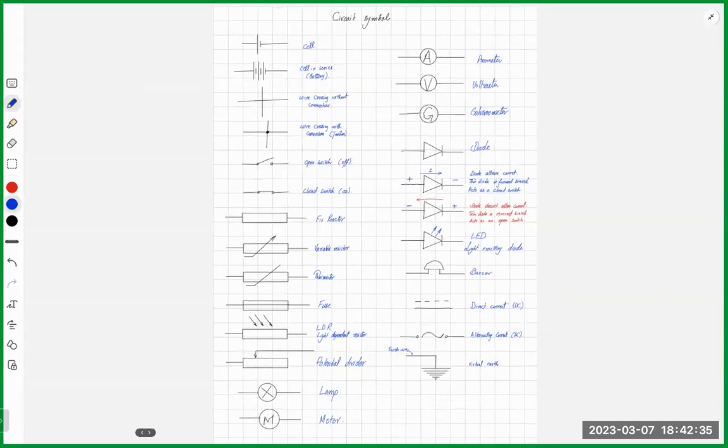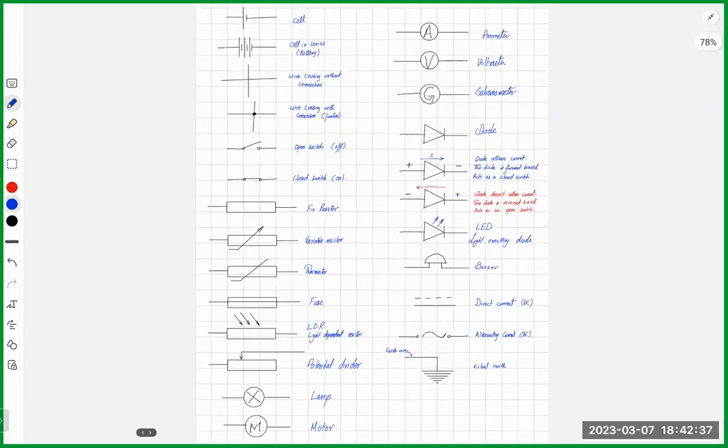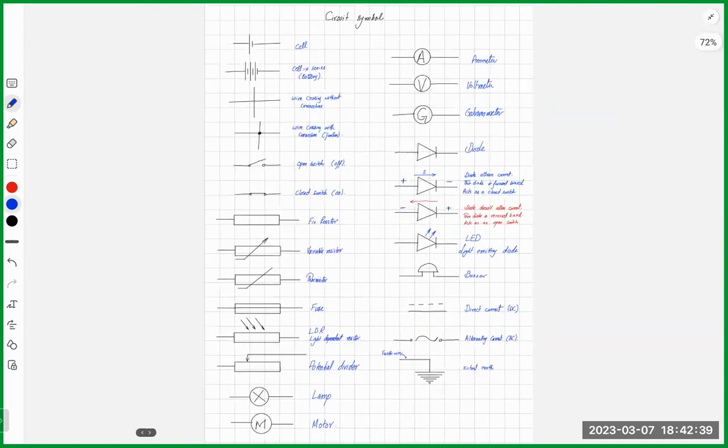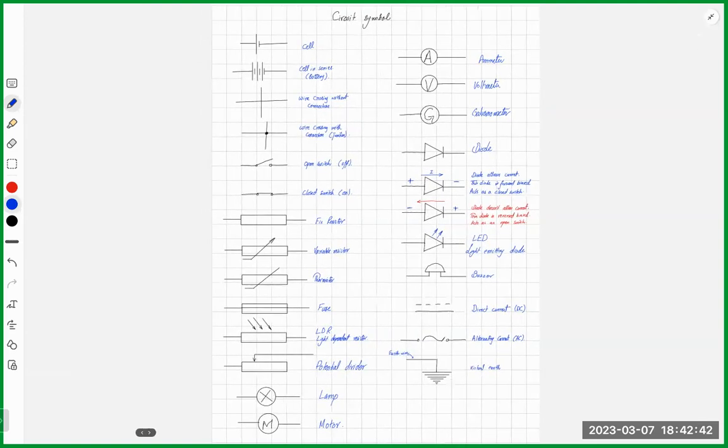Now, here are some very common symbols. How many of them do you know? Any symbol that seems new to you, please let me know. Look at them carefully.